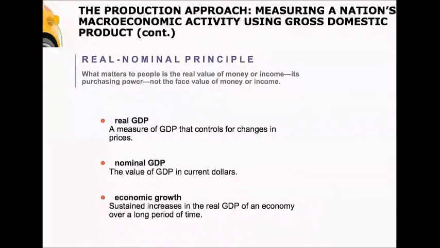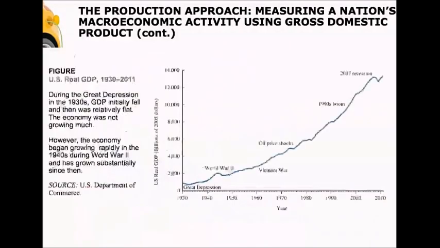So since we look at GDP as trying to figure out how much we're producing, a better measure of that is real GDP, because that only rises if output rises. And when we look at economic growth, this is increases in real GDP in an economy over long periods of time. This is a graph of U.S. real GDP from 1930 to 2011. And we can see that it generally has gone up over the last 80 years.